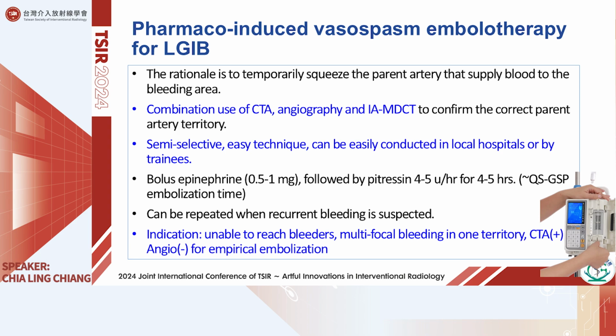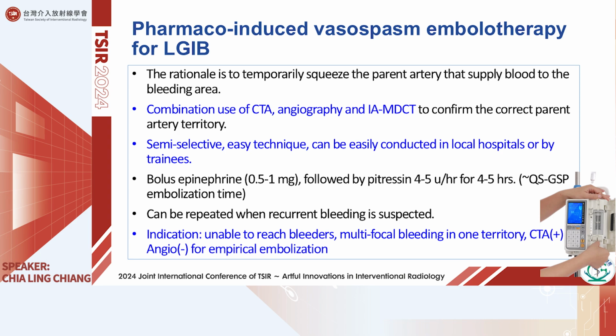In combination with CTA and intra-arterial MDCT, like angio-CT as we say in Taiwan, we can confirm the correct parent artery territory. It is only a semi-selective, easy technique, and it can be easily conducted in local hospitals or by trainees. We use bolus epinephrine, about half to 1 milligram, followed by pitressin 4 to 5 units per hour for 4 to 5 hours. The embolization time is equivalent to the new embolizer, quick soluble gelatin sponge particle embolization time. And it can be repeated when recurrent bleeding is suspected.